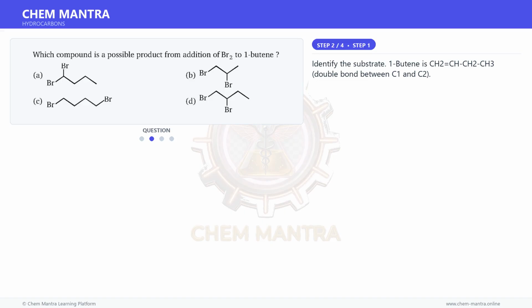Moving on to the next step. Identify the substrate. 1-butene is CH2=CH-CH2-CH3, with the double bond between C1 and C2.